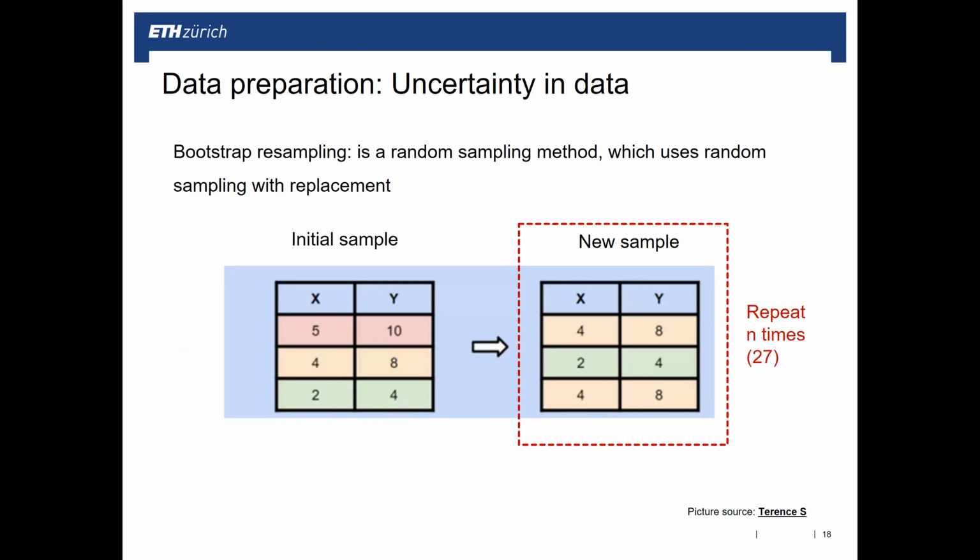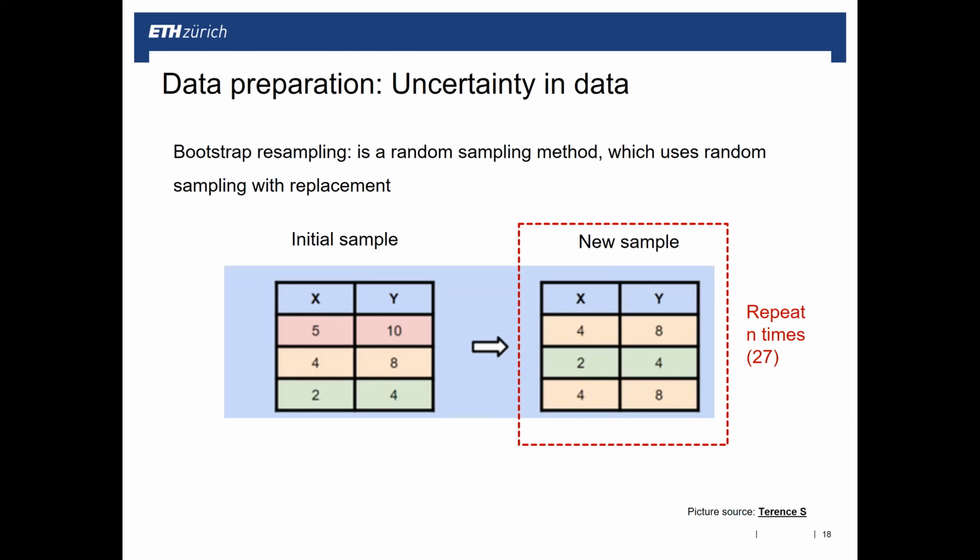We also note that there are uncertainties in the time series data we collected. Maybe you already know that when we mention uncertainties, that means we need samples. So for the data-driven model, we use the bootstrap resampling method to generate different samples of the time series. It uses random sampling with replacement.